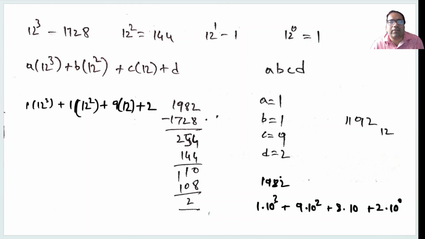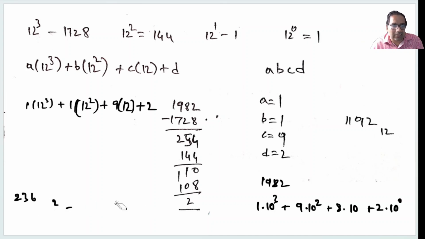We use base 10 notation by default. We simply write 236. That means 2 into 10 square plus 3 into 10 plus 6 into 10 power 0. We directly write it like this because it is base 10. It is very easy. Now, same for base 12.